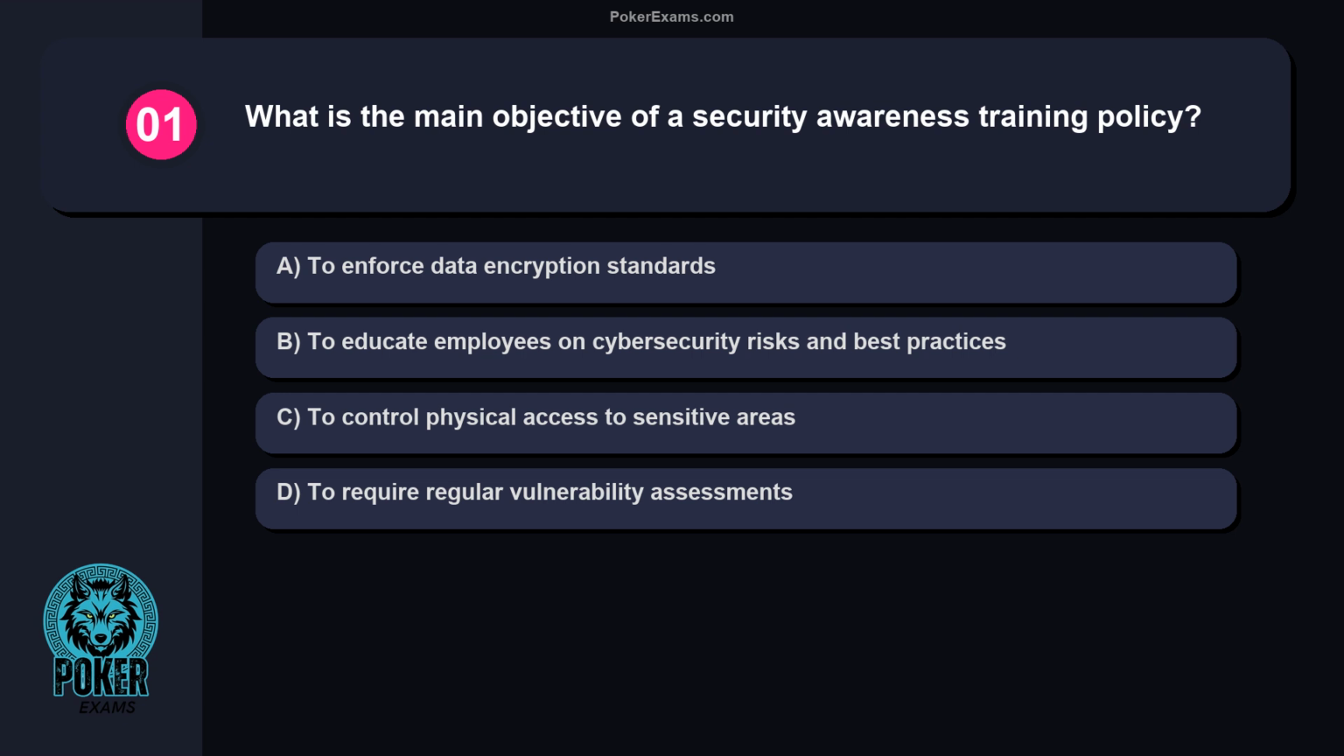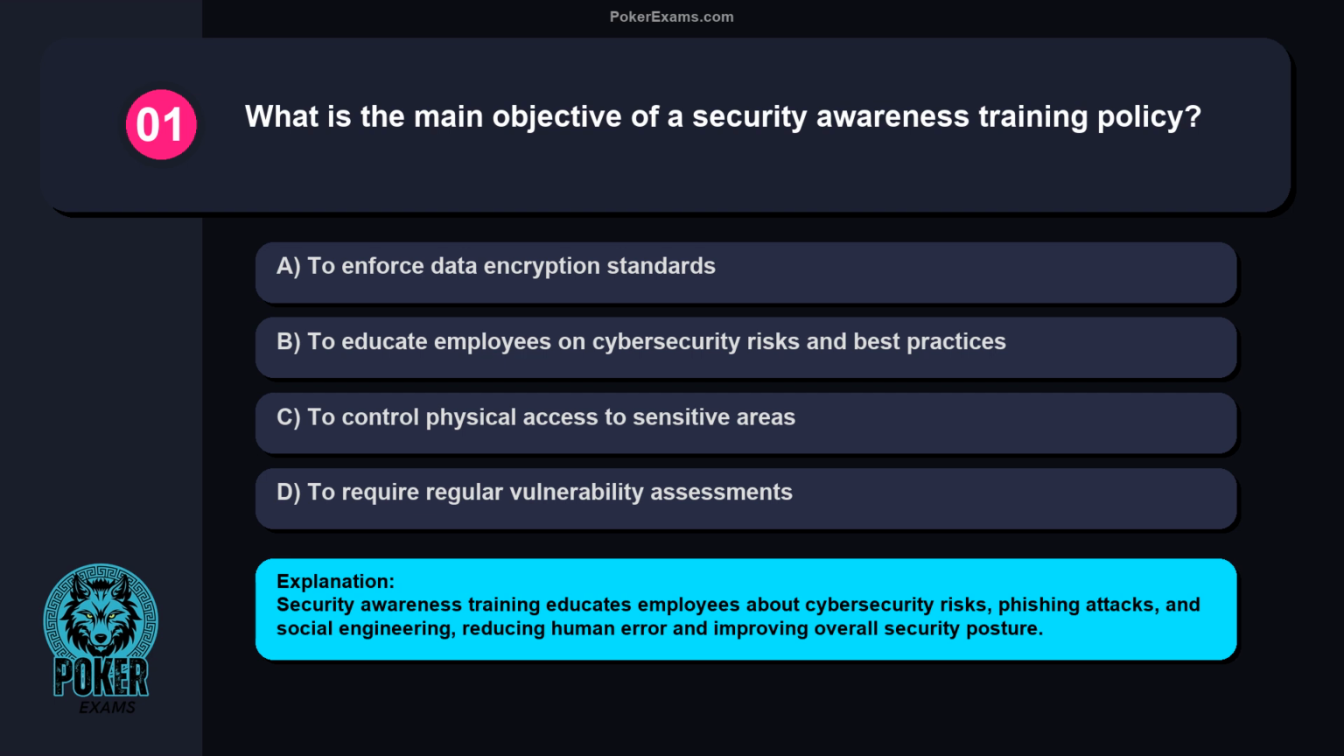Question 1. What is the main objective of a security awareness training policy? To enforce data encryption standards. To educate employees on cybersecurity risks and best practices. To control physical access to sensitive areas. To require regular vulnerability assessments. Security awareness training educates employees about cybersecurity risks, phishing attacks, and social engineering, reducing human error and improving overall security posture.